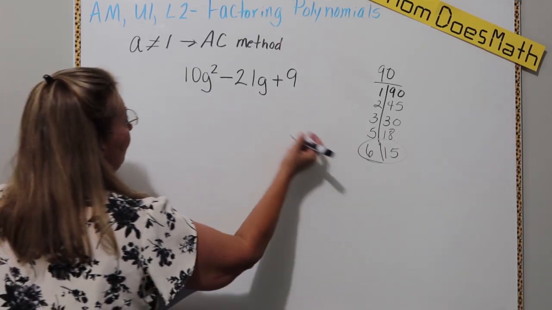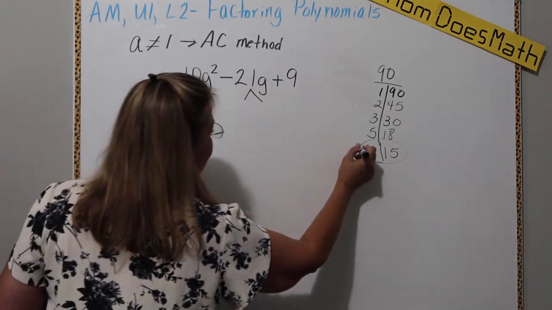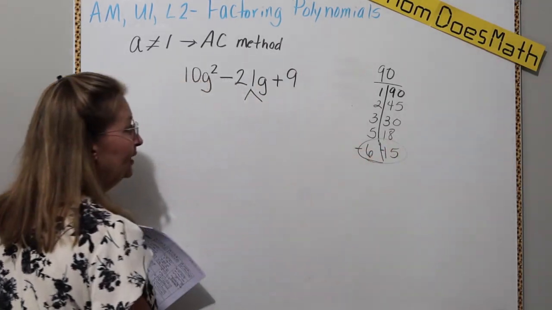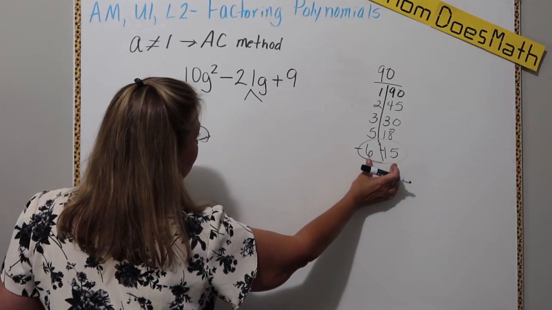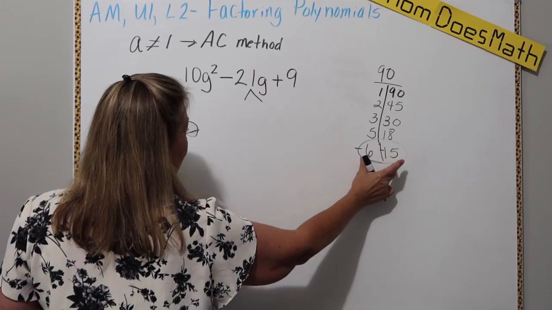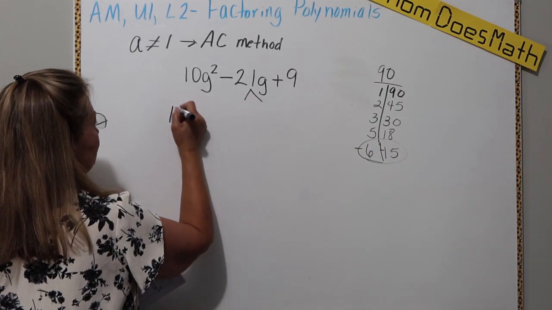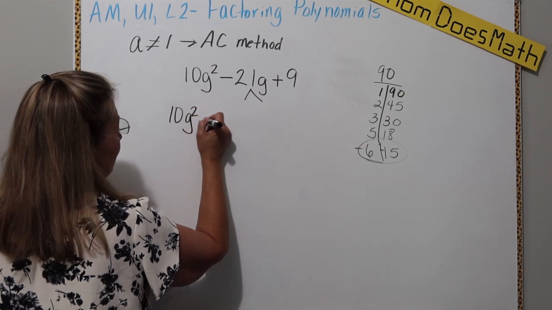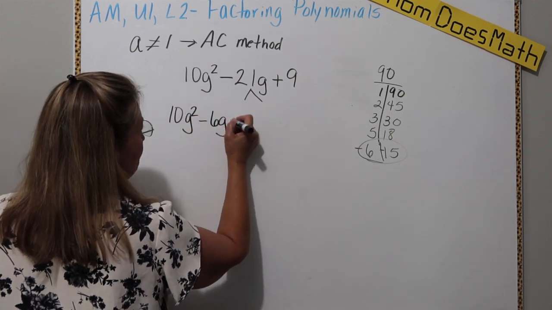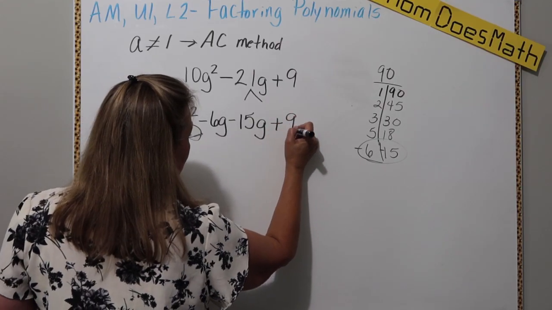All right, I'm going to split the 21. And since 21's negative, they are both going to be negative. But when you multiply two negatives together, you do get the positive. But when you add two negatives, you get the negative. So I'm going to rewrite this as 10g to the second minus 6g minus 15g plus 9.